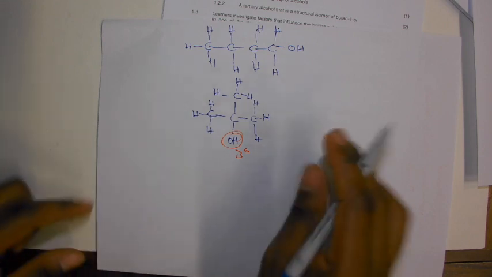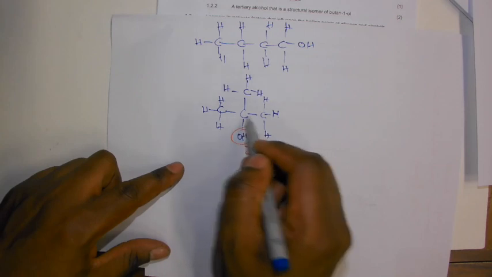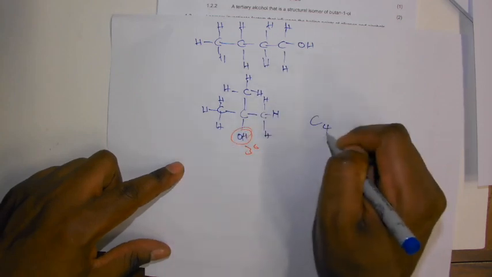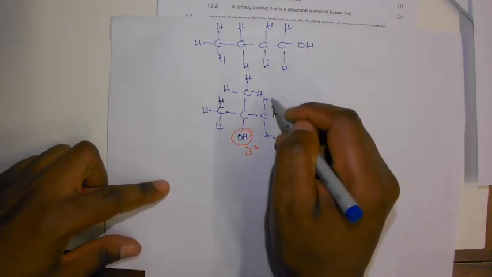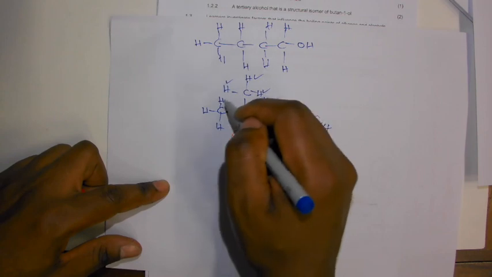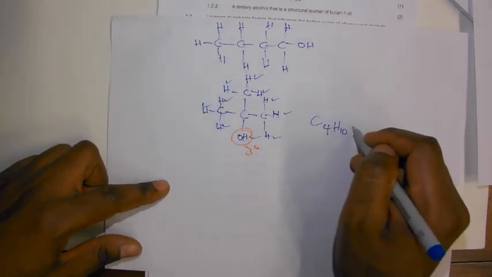Let's draw the chemical formula for this thing. This is 1, 2, 3, 4. We have C4, right? Let's do the H's now. How many H's do you have there? 1, 2, 3, 4, 5, 6, 7, 8, 9, 10. H10.